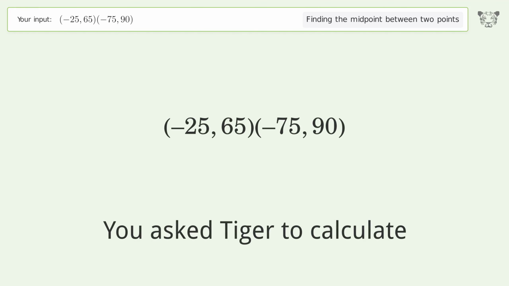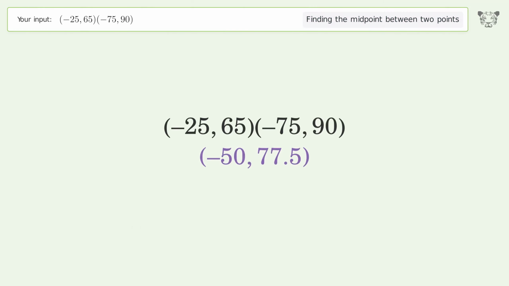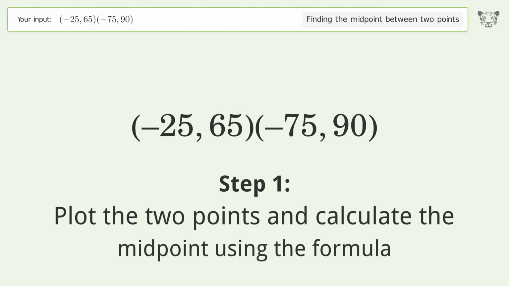You ask Tiger to calculate. This deals with finding the midpoint between 2 points. The midpoint between the 2 points is -50, 77.5. Let's solve it step by step. Plot the 2 points and calculate the midpoint using the formula.